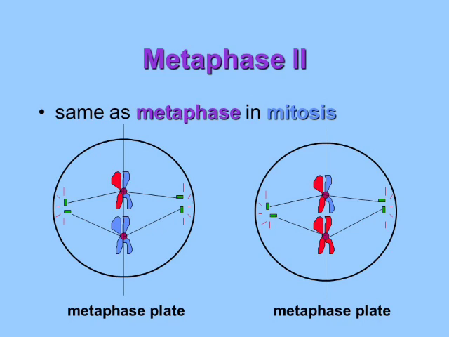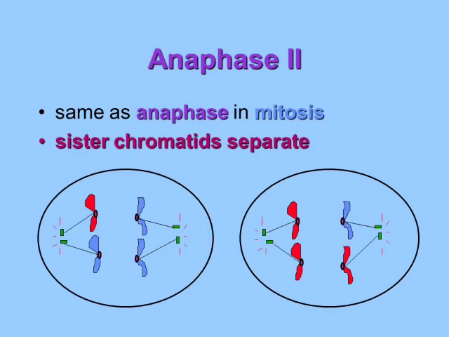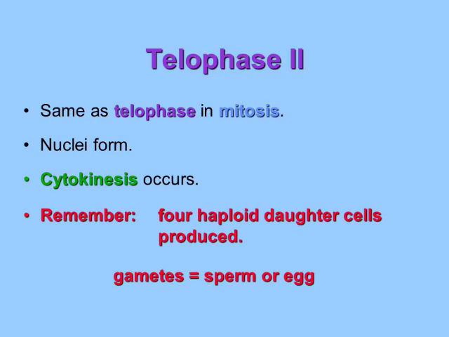Then in anaphase II, the chromosomes separate at the centromeres. The spindle fibers pull the separated chromosomes towards each pole of the cell. In anaphase II, same as the anaphase in mitosis, sister chromatids separate. Telophase II, same as the telophase in mitosis, where nuclei form. Cytokinesis occurs, and remember, 4 haploid daughter cells are produced.